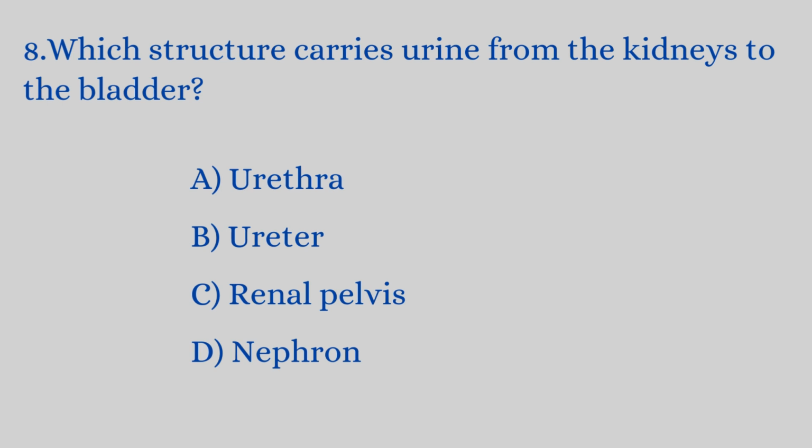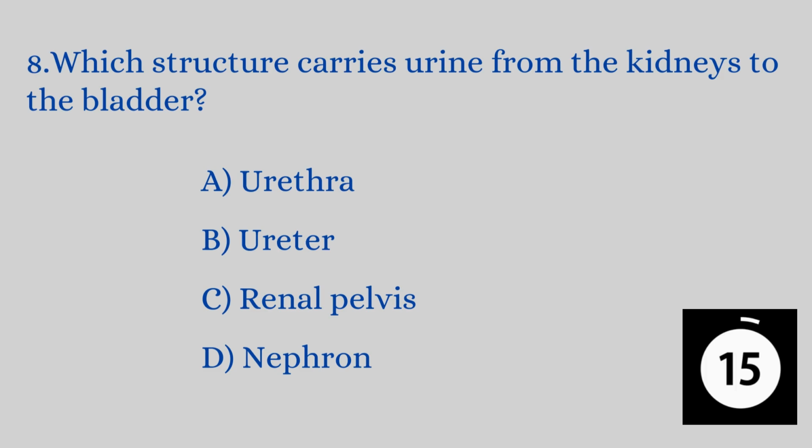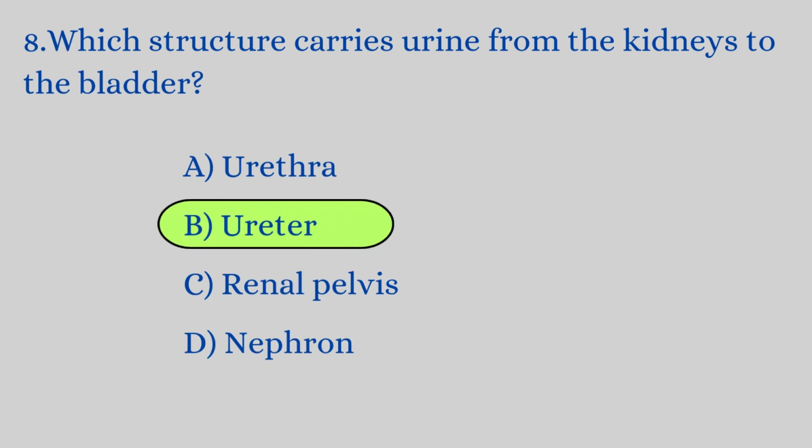8. Which structure carries urine from the kidneys to the bladder? A. Urethra. B. Ureter. C. Renal pelvis. D. Nephron. The answer is B. Ureter.